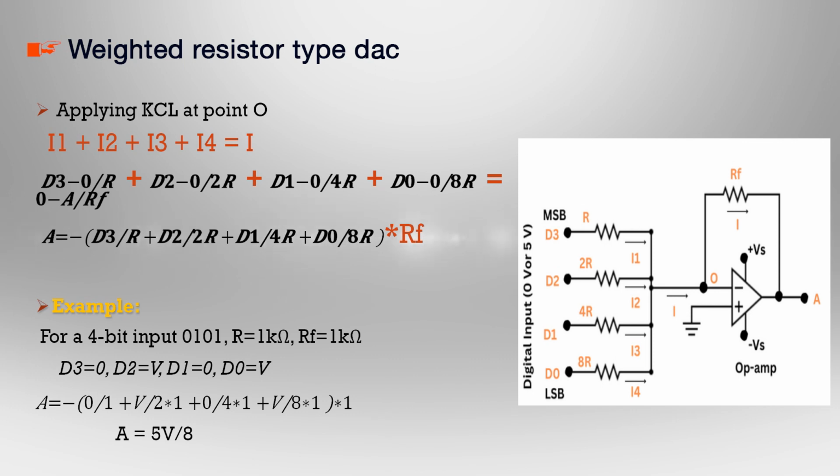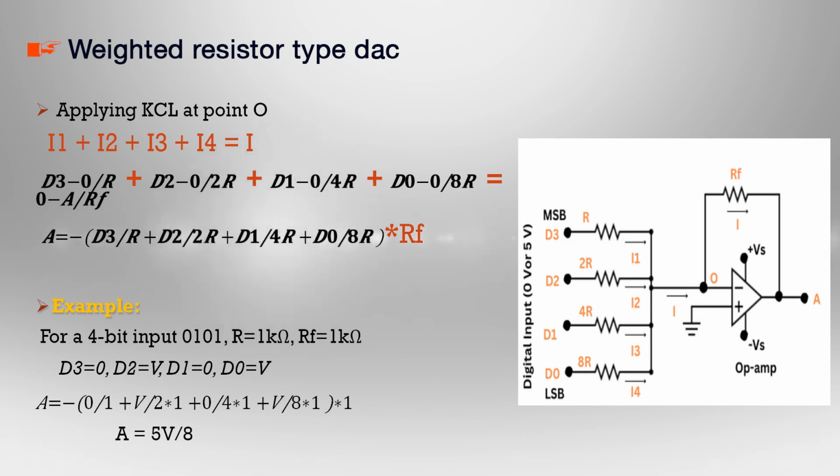Solving this equation, we get the equation shown here, which is the required analog output of our DAC. Rearranging this equation, we get this last equation, which is the same as the decimal equivalent of the binary input, and RF by 8R is acting as the proportionality constant. It means output voltage A is proportional to the binary data input. In this way, by selecting proper values of R and RF, the exact output voltage can be obtained from a DAC.